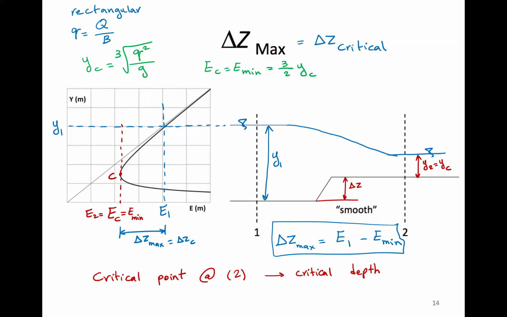And in terms of calculations, if we have discharge, we can calculate YC. And if we have YC, you can calculate EC or E min. And the difference between your upstream E and E min is delta Z max. So that's the biggest step you can put in the channel or raise the channel elevation without causing other issues, which we'll look at later, right?